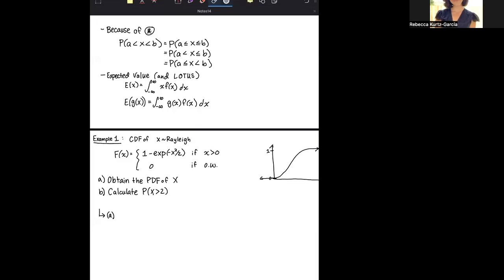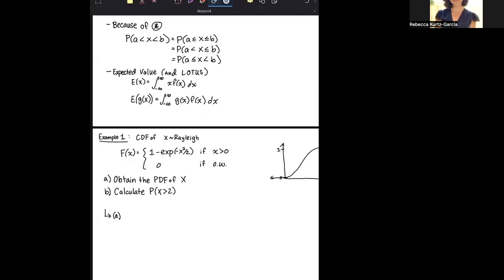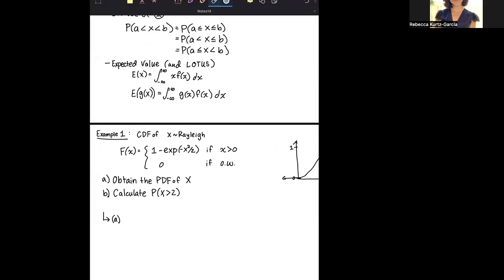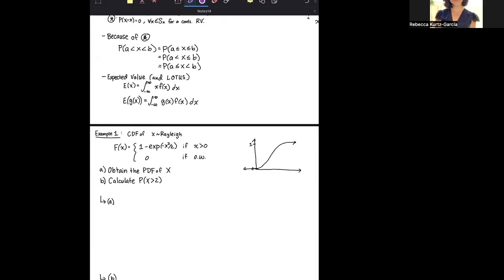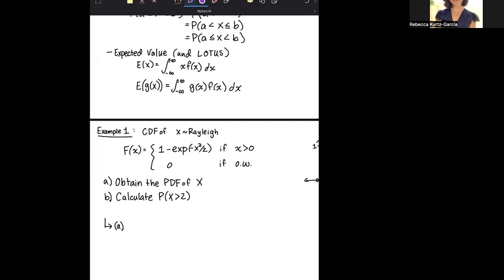All right, let's see a quick example of some of the things we've just learned. In this example, we're going to assume that X has a Rayleigh distribution. A Rayleigh distribution is a named distribution we'll see a little bit of, but it won't be one of the big ones from this half of the course. But we have the CDF of a Rayleigh distribution.